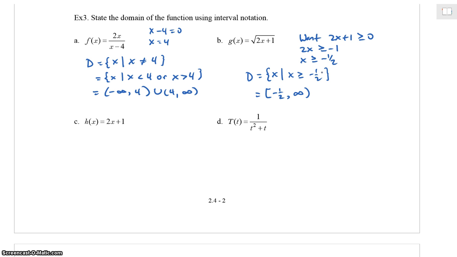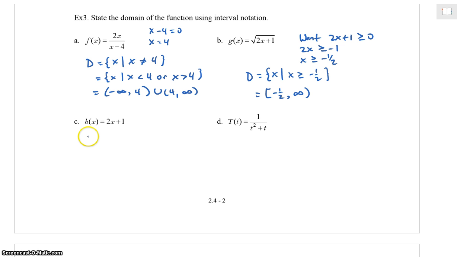Our next example, part C, h of x equals 2x plus 1. Here, there are really no restrictions on what we use for x. We don't have to worry about division by 0 because there are no fractions, and we don't have any square roots. So really, we can substitute anything we want for x, and we'll get a real number as our output.